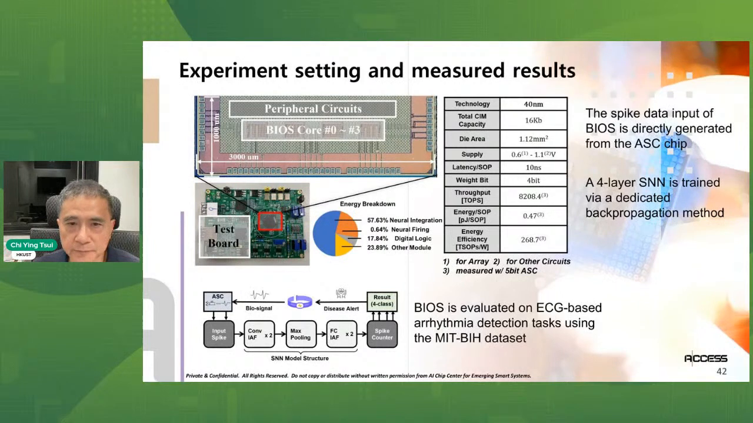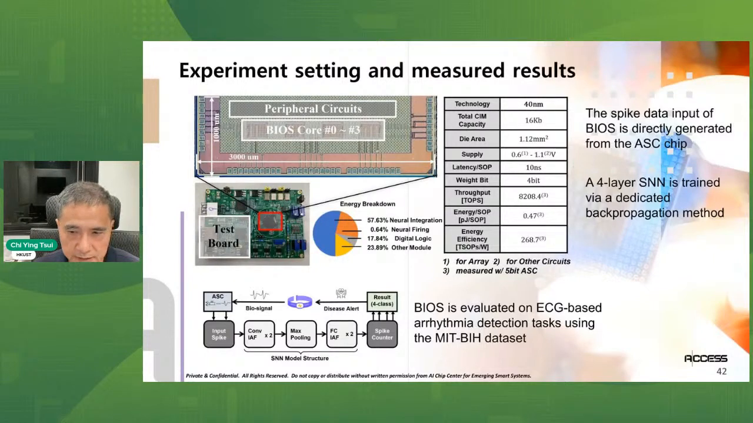We implemented all of this in 40 nanometers. This is the chip that we tested. You can see the different parameters: we support a 4-bit weight, and we can achieve very high throughput and very low energy per spiking operation. We use this chip for ECG-based arrhythmia detection, using the MIT-BIH dataset.